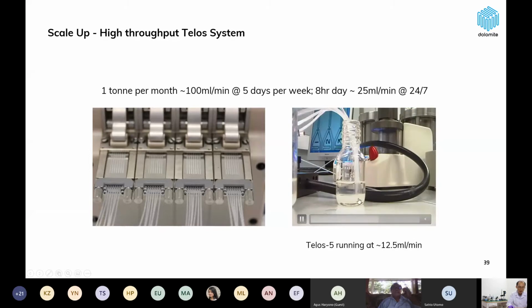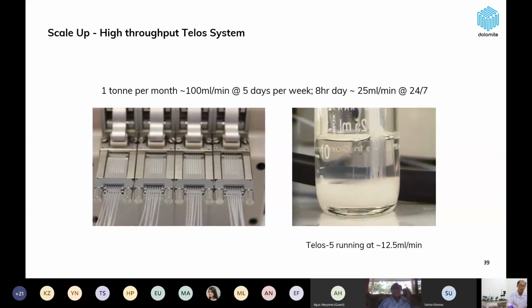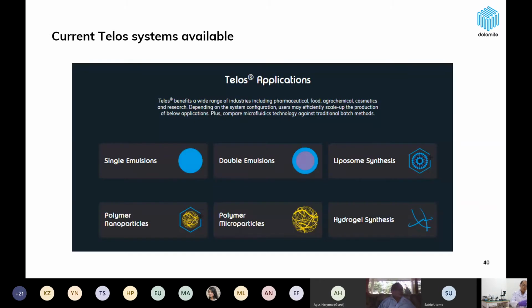If you have a look at the production, you can see it can be run at 12.5 ml per min. So it means it can make 1 ton per month at 100 ml per min. Our system, Telos, is available for applications in single emulsion, double emulsion, liposome synthesis, polymer nanoparticles, polymer microparticles, and hydrogel synthesis.